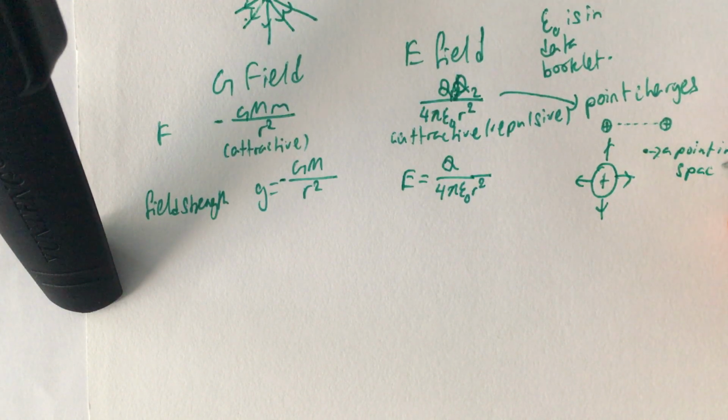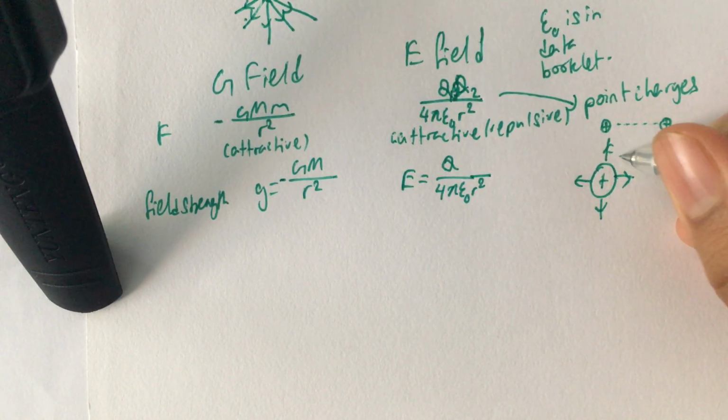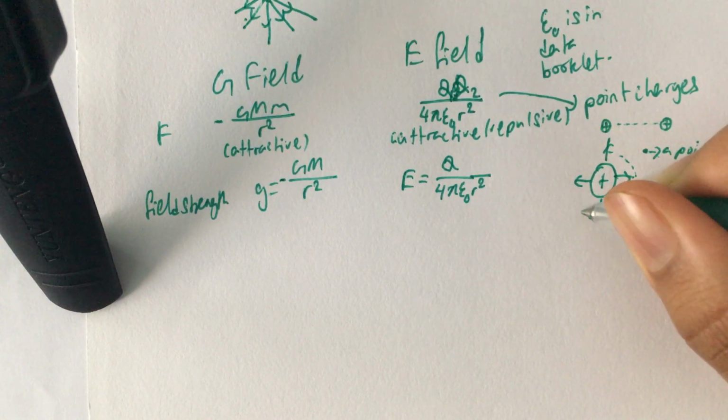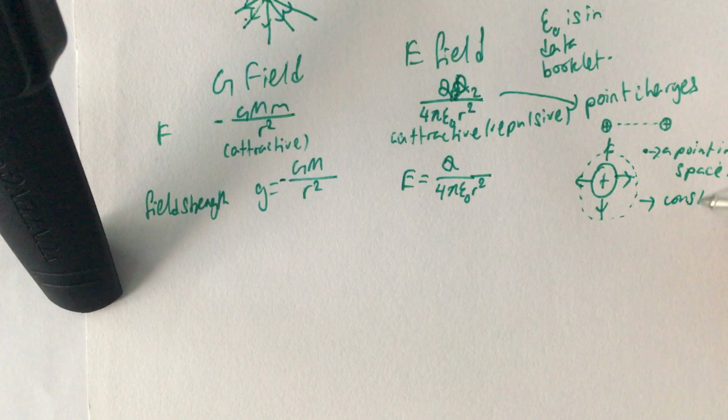It's very similar. It's just that you have the same 4 pi epsilon naught. That's the only difference here. There's no big G in electric field. They instead have 4 pi epsilon naught.